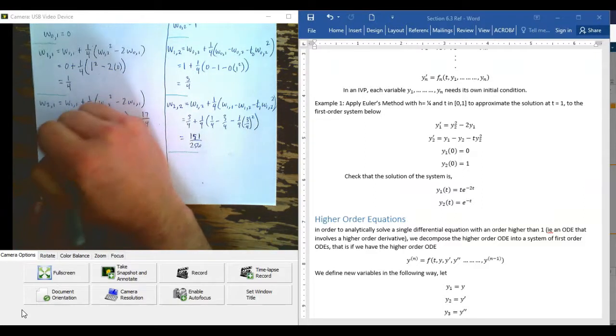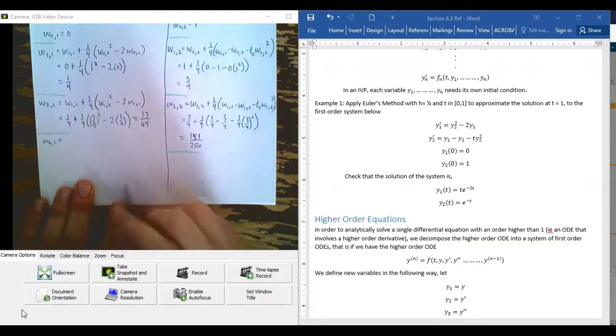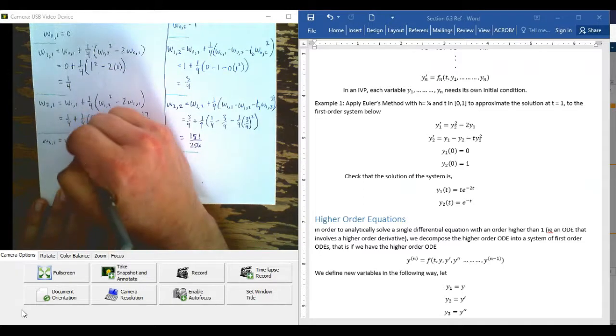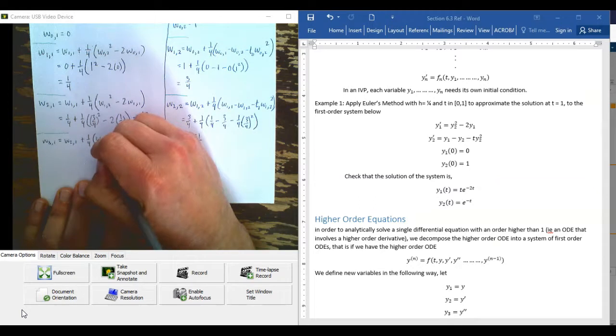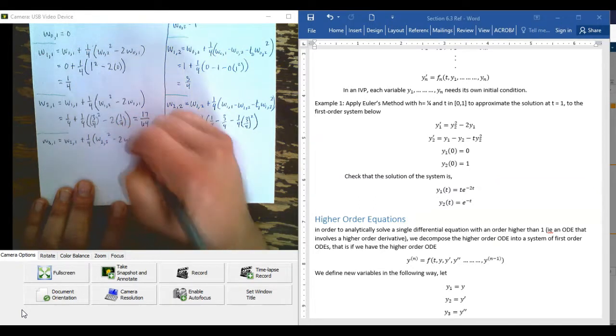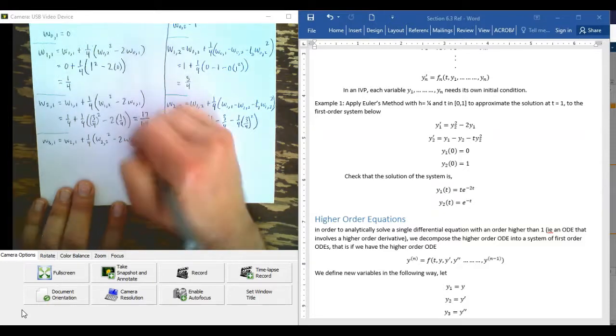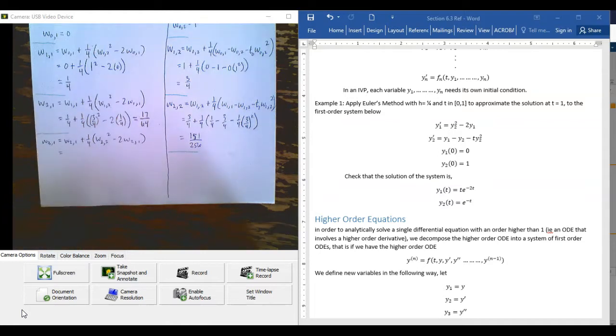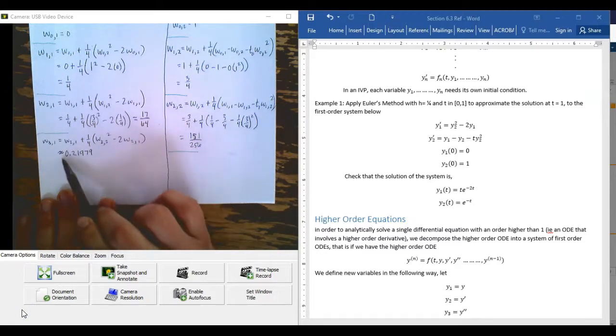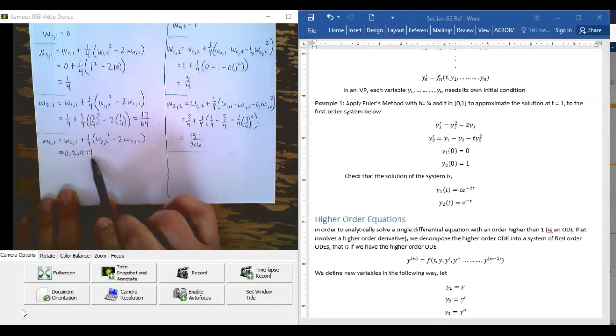W31 would be W21 plus 1/4 times W22 squared minus 2W21. So if you do the calculation here, let's see what we get. Plugging these values into the calculator produces this number here. Okay?